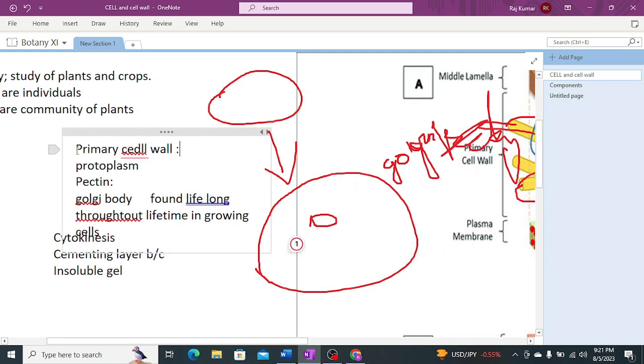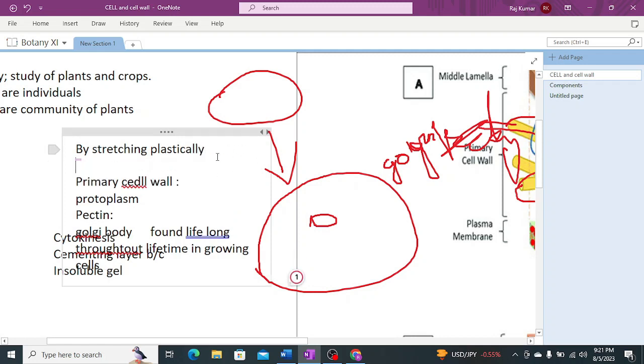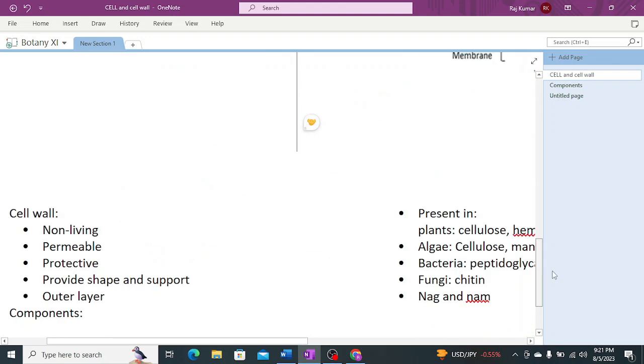It grows by stretching plastically. What does plastically mean? It means it grows by stretching irreversibly. And how is it possible? It is possible because of the plastic nature of the primary cell wall, due to which it can stretch so that it may grow alongside the meristematic cell which has grown.